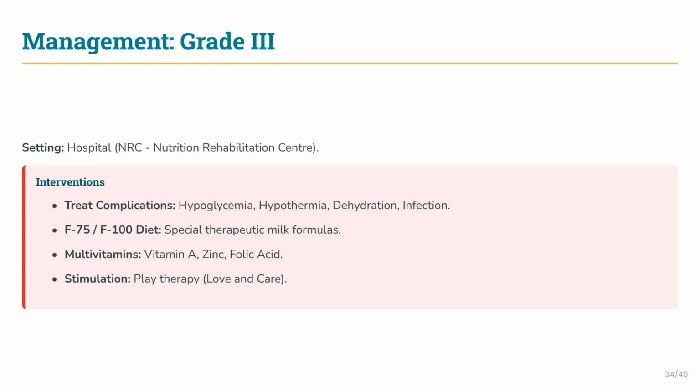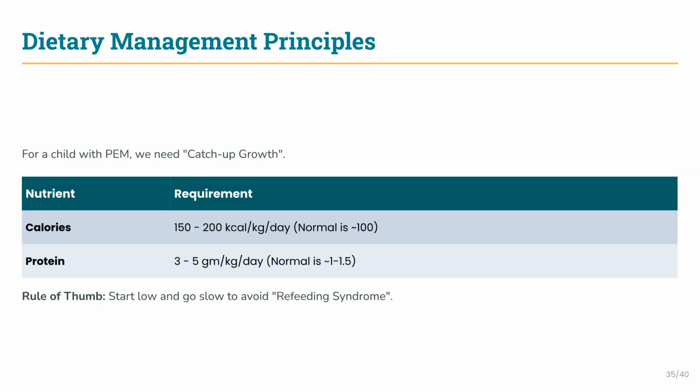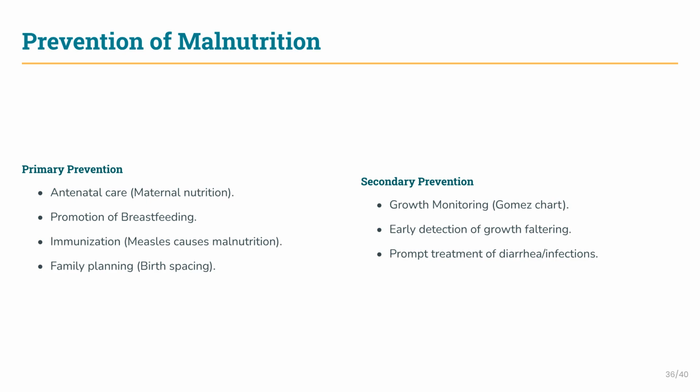Grade 3 management requires hospitalization, often in a nutrition rehabilitation center, to treat complications, administer therapeutic milk formulas like F75 and F100, and provide essential multivitamins. Dietary management for children with PEM aims for catch-up growth. The rule of thumb is to start low and go slow to avoid refeeding syndrome. Prevention involves primary measures like maternal nutrition and promoting breastfeeding. Secondary prevention includes growth monitoring using charts like Gomez and the early detection and treatment of infection.